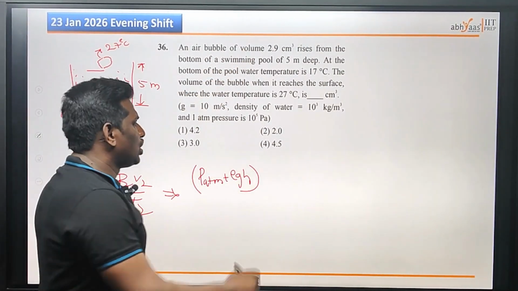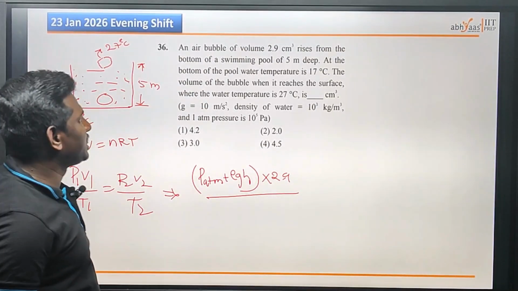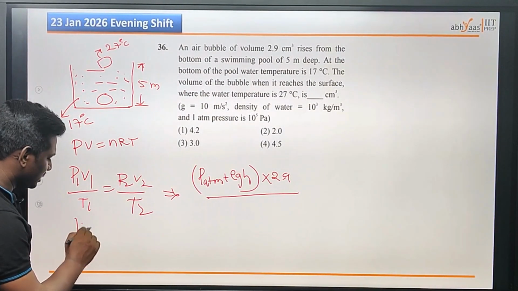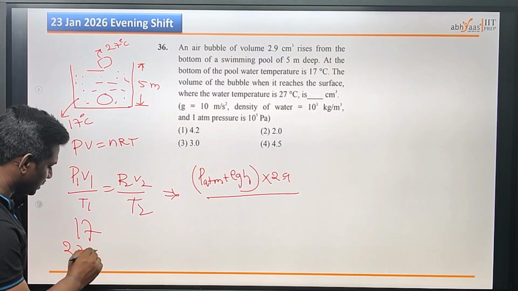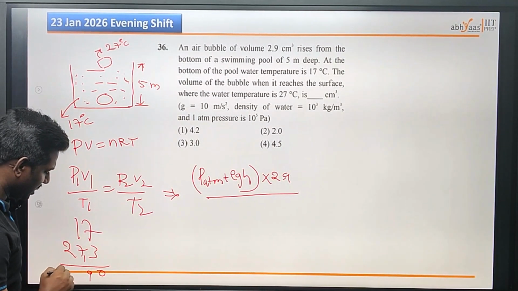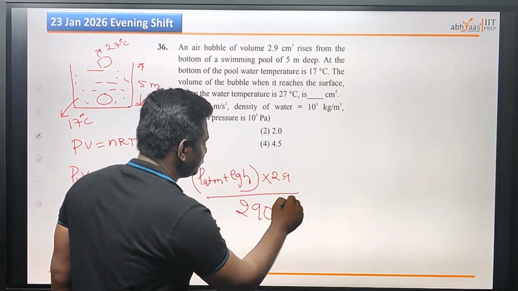They have given 2.9. The temperature they have already given as 17 degrees centigrade. You have to convert that into kelvins. How to convert? 17 plus 273, you will get 290.